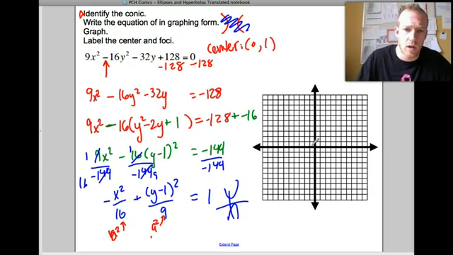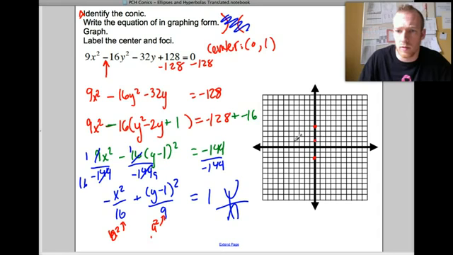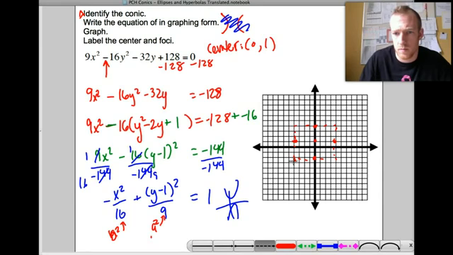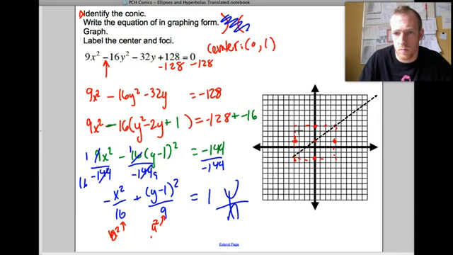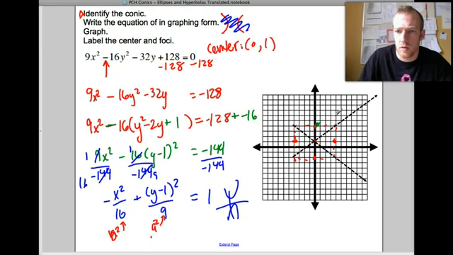So 0, 1. We go up 3 for the vertex, down 3 for the vertex, and then, whoops, down 3 from the center, and then over 4 for our side of our box, over 4. And then we got to make those two asymptotes. There they are. So now our actual graph is from the vertex, then approaching that asymptote. From the vertex, and then approaching that asymptote.